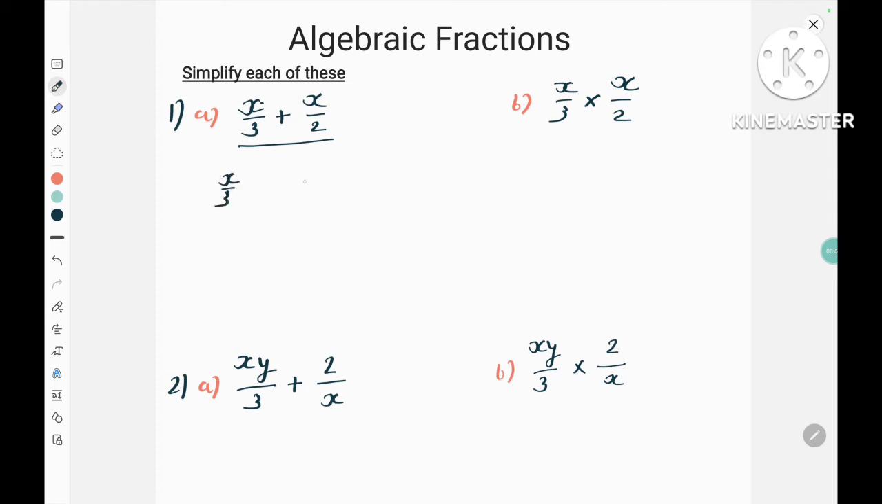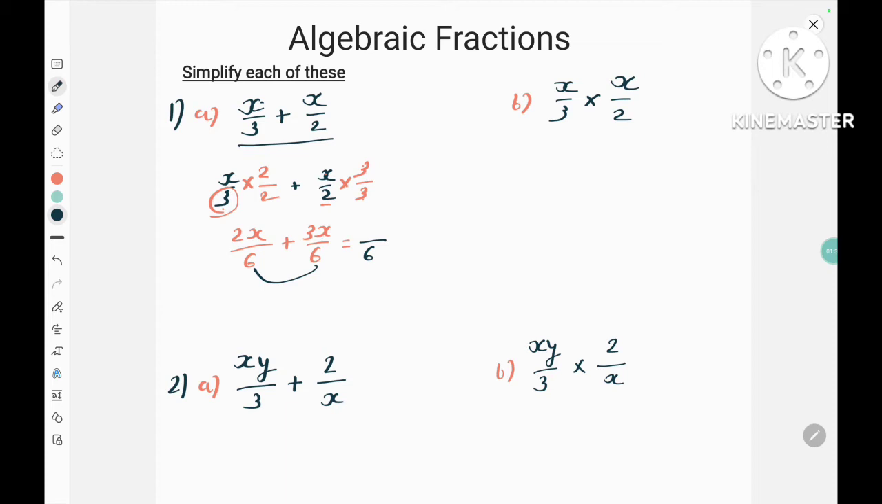So x over 3 plus x over 2. What we are going to do is multiply the first term by the second fraction's denominator, which is 2, and multiply the second fraction by the first fraction's denominator, which is 3. So 2 times x is 2x, over 3 times 2 is 6, plus sign as it is. 3 times x is 3x, and 2 times 3 equals 6, right? Now we have the same denominator, 6 and 6. So we write the denominator 6 as it is, and now we add the top numbers.